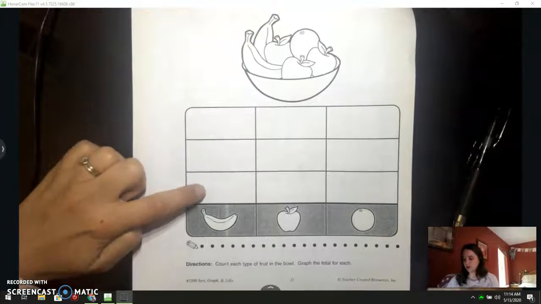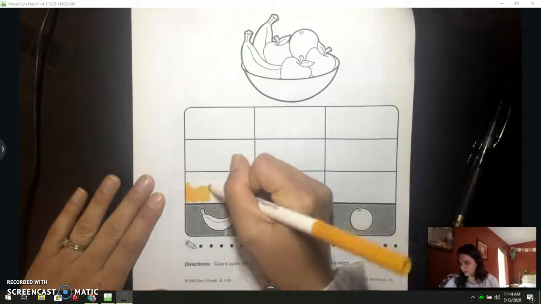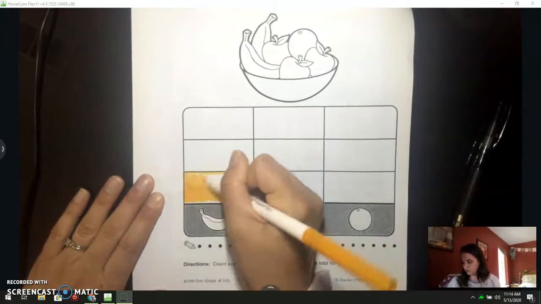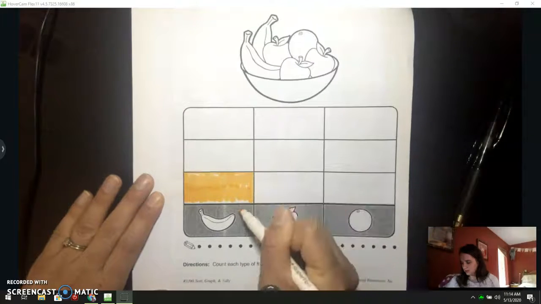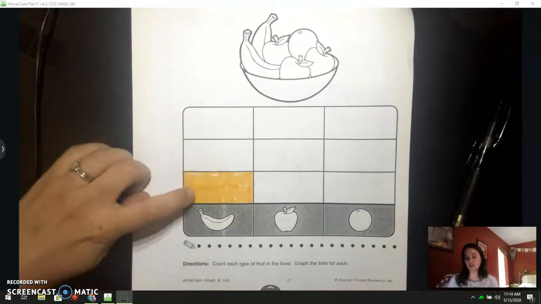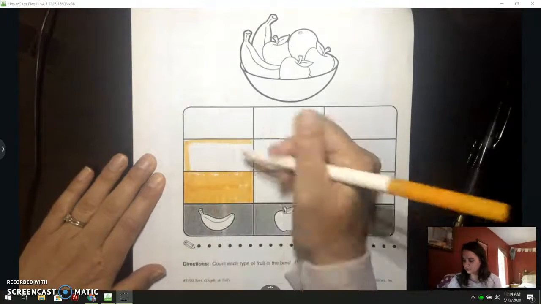When we do graphs, we always start at the bottom closest to the picture or the words. 1 rectangle for the first banana. Am I done now? I am not, because that would show that I only had 1 banana and I had 2. So I need to color 2 rectangles.